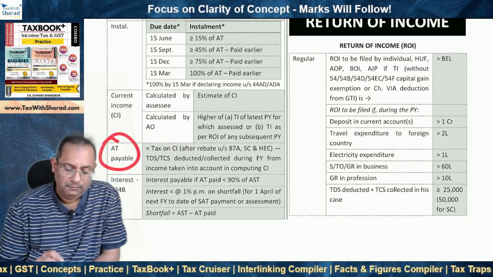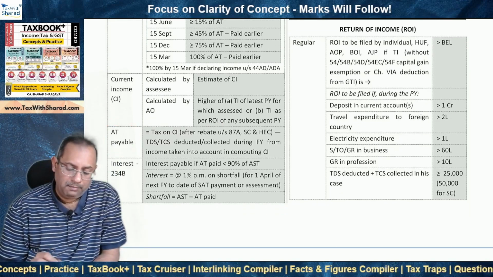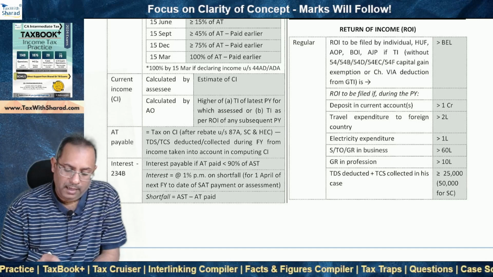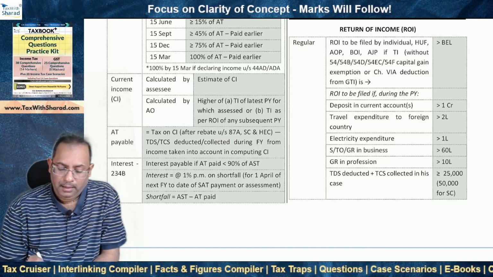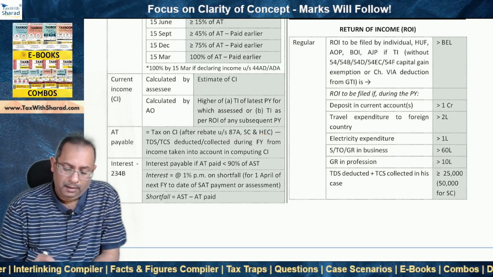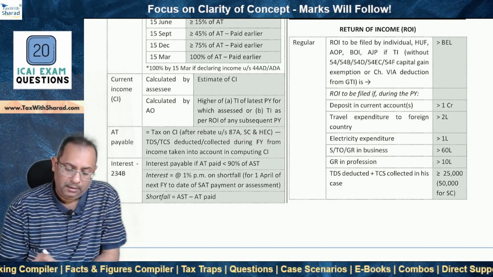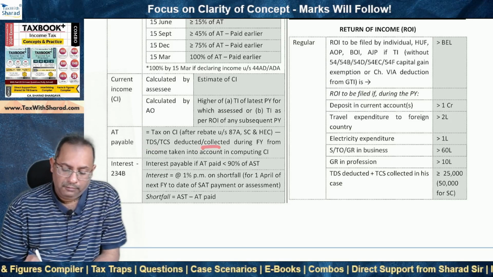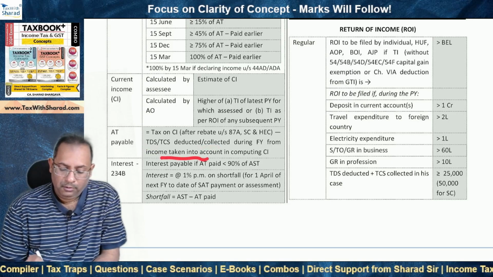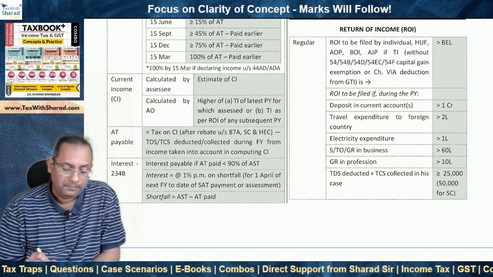Now advance tax which is payable, how is it computed? This is equal to tax on current income after allowing rebate under section 87A, adding surcharge and HEC. And from such tax, what we deduct is TDS deducted and TCS collected during the financial year from the income that is taken into account in computing the current income.